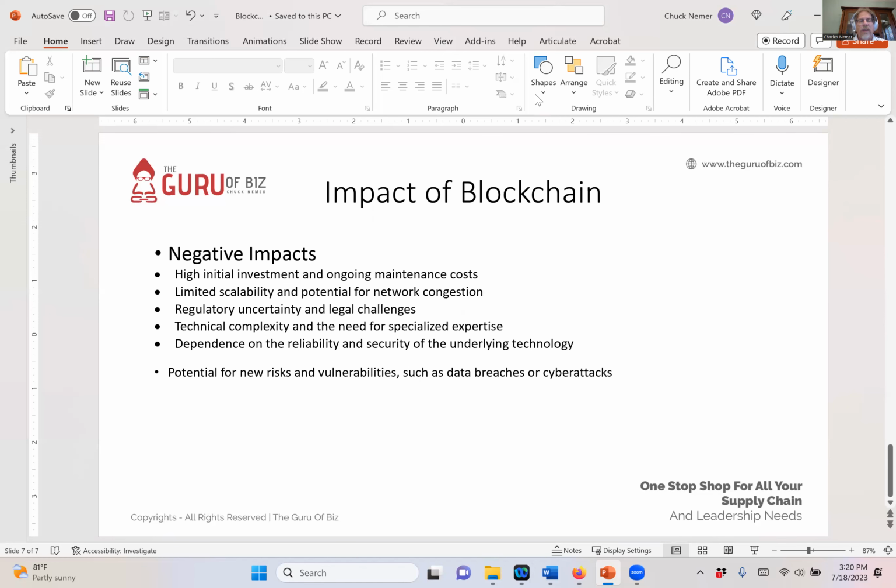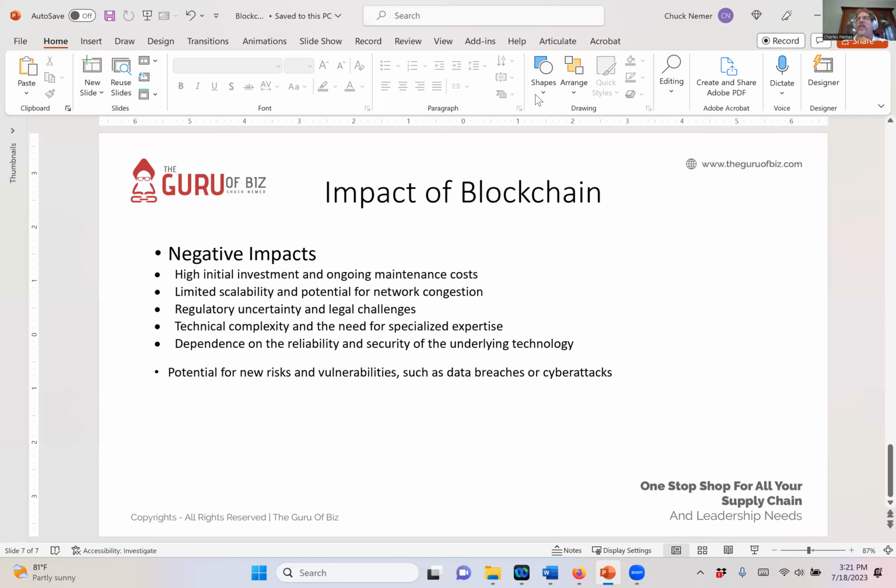From a negative standpoint, it's a lot of money to get this started here. So there's a high investment and there's ongoing maintenance costs. And there's a question also about how big these can go or how big they can become. So is there going to be any issues with limited size? We're certainly still trying to figure out the regulatory and legal aspects of the conversation.